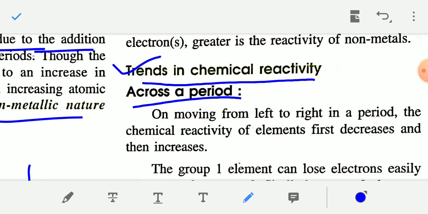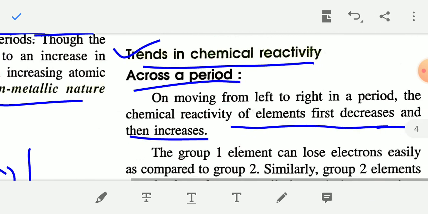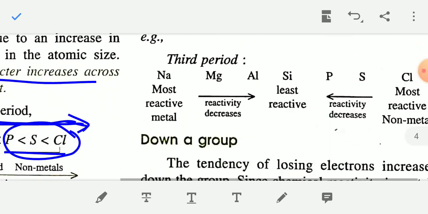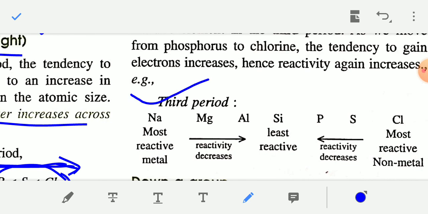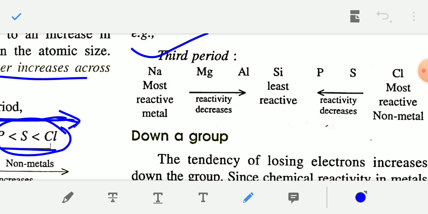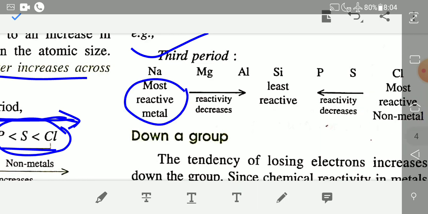On moving from left to right in a period, the chemical reactivity of elements first decreases and then increases. You can see the third period elements: sodium, magnesium, aluminium, silicon, phosphorus, sulfur, chlorine. Sodium is the most reactive metal and chlorine is the most reactive non-metal in the third period.